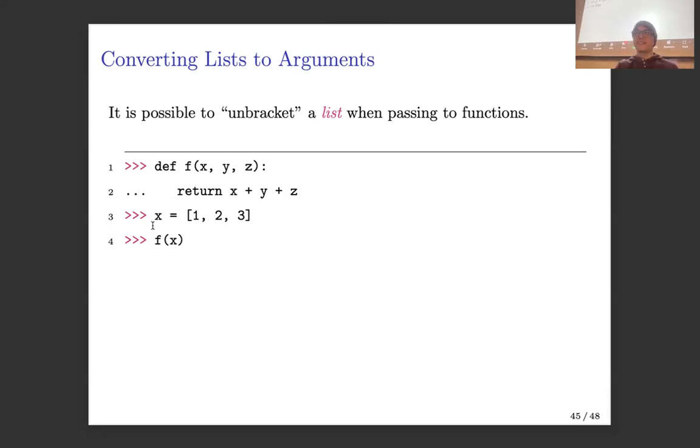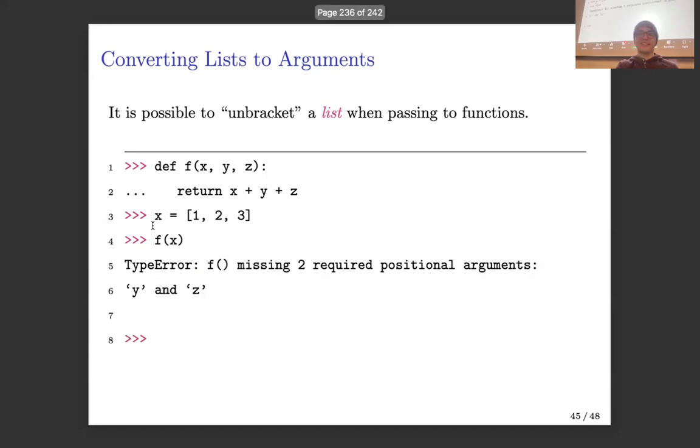Well, what is x? x is one list. How many arguments is f expecting? 3. So if I give a function that's expecting 3 inputs just 1 input, it's going to say, hey, I need 2 more inputs, right? Because I didn't give it 3 things, I gave it 1 thing that happened to be a collection of 3 things.